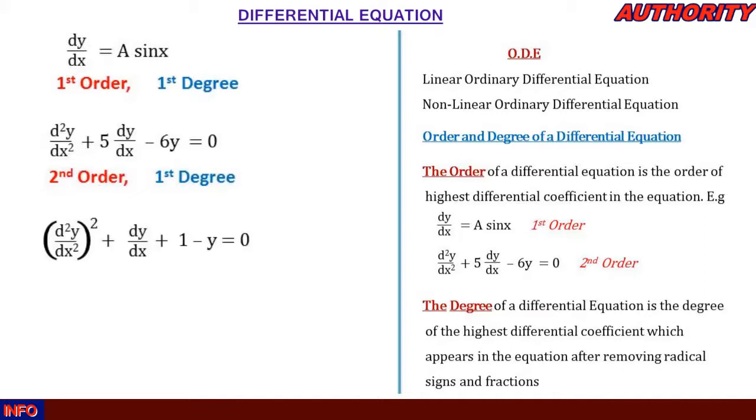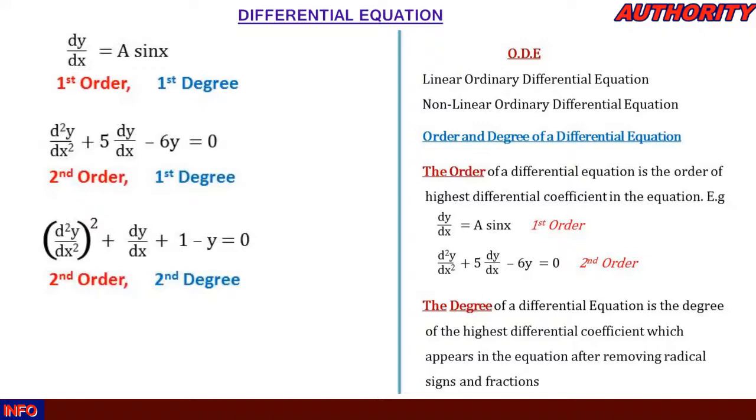Now let's see another example. We have (d²y/dx²)² + x dy/dx + 1 − y = 0. When you look at this closely, you see that the highest derivative is d²y/dx², that is second derivative. And then this second derivative, what power is it having? We have 2. So you can simply say that this differential equation is of second order, second degree.